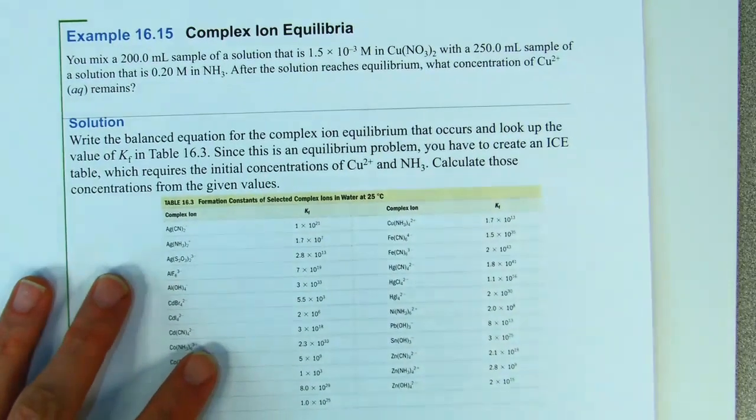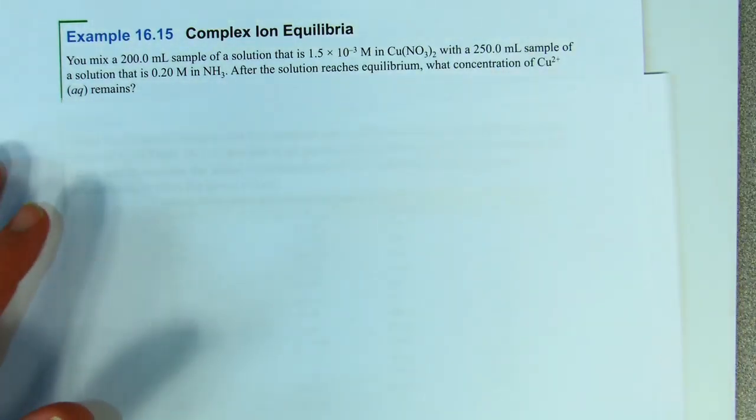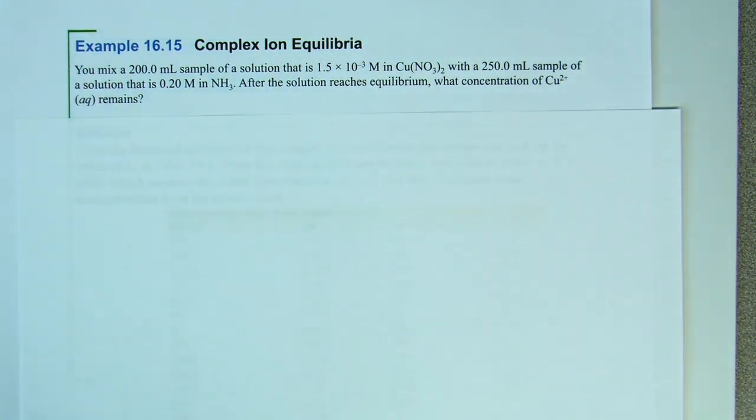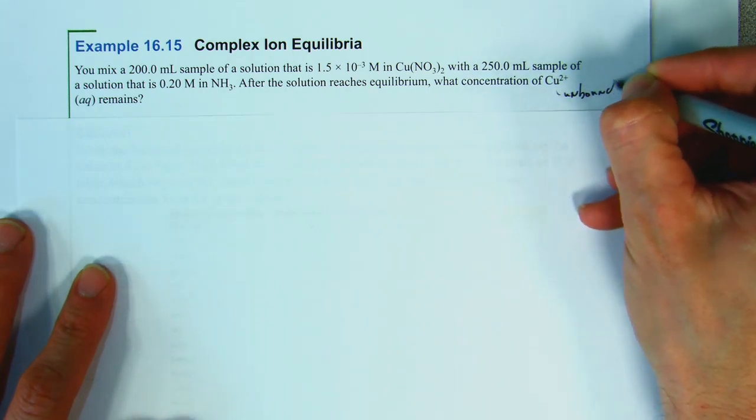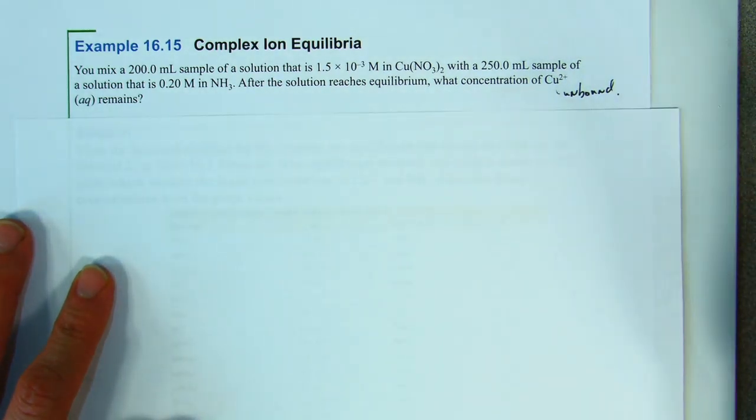So let's take a look at an example problem for this concept. Let's say that we're going to mix a 200 milliliter sample of a solution that contains copper with a 250 milliliter sample of a solution that's got some ammonia. We want to know after the solution reaches equilibrium, what concentration of copper aqueous remains. This is copper 2 plus aqueous. This is the one that's unbound. It's not associated with the ligand. Okay, it's the free copper, you might say.